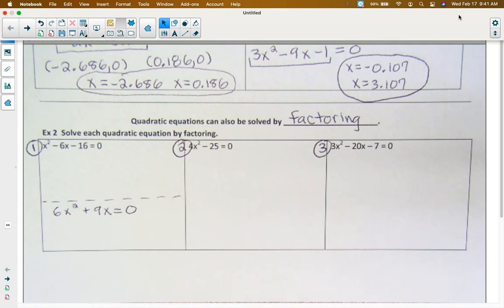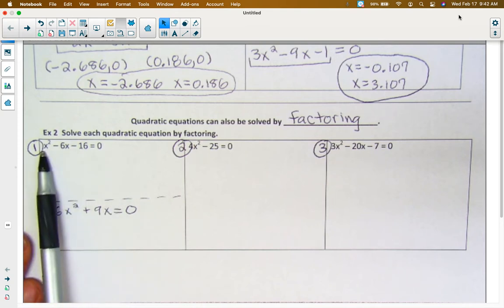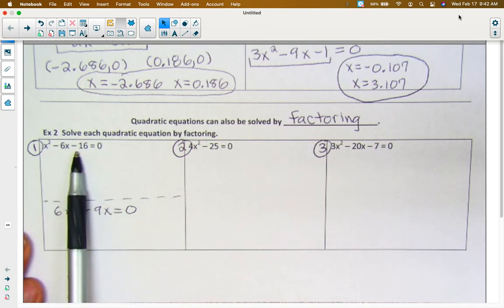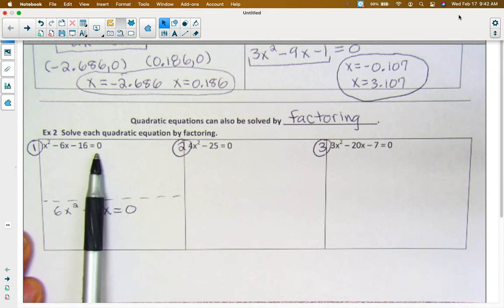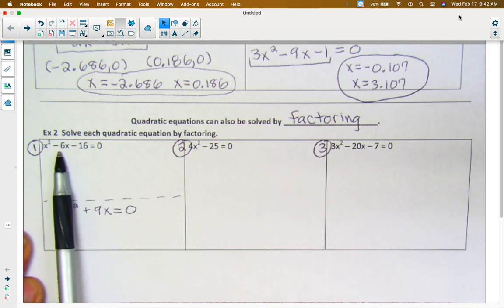So I got 4 examples down here that we're going to do. I got 2 in this box and then 1 in the other boxes. So the first one, we're going to solve this by factoring. x squared minus 6x minus 16 equals 0. We're looking for 2 numbers that multiply to give me negative 16, add to give us negative 6.